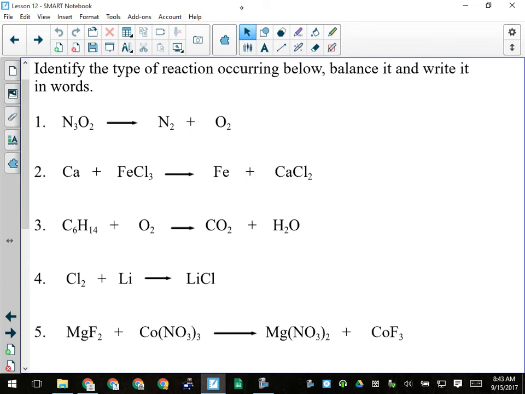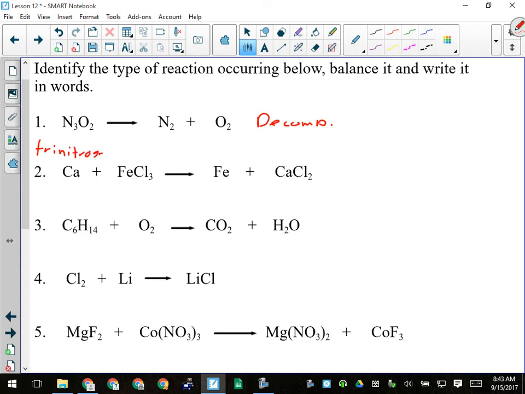Okay, so let's have a look at this first one just to kind of refresh our memory here. What kind of reaction is number 1? It's a decomposition reaction. So first thing we would write is it's a decomposition reaction, and then we got to write it out in words. So this would be trinitrogen dioxide. Okay, what's this stuff? Nitrogen, right? Just the element. That's how it appears because it's one of the diatomic ones, so it doesn't change its name. Okay, plus oxygen.